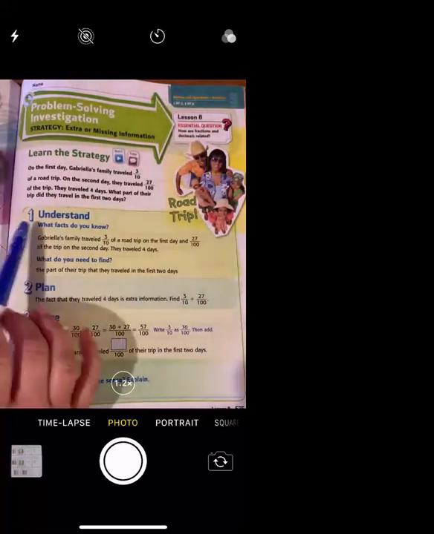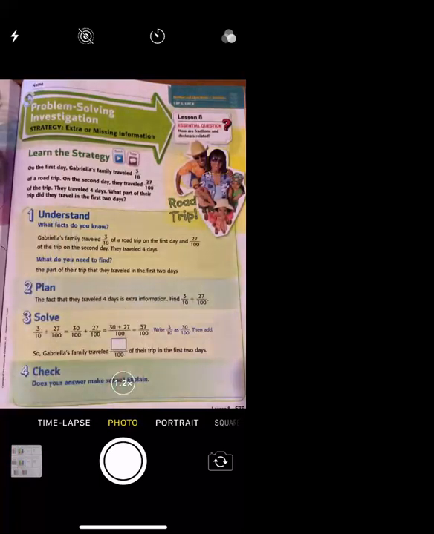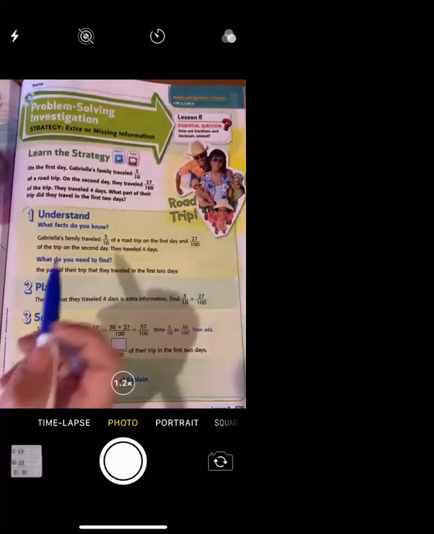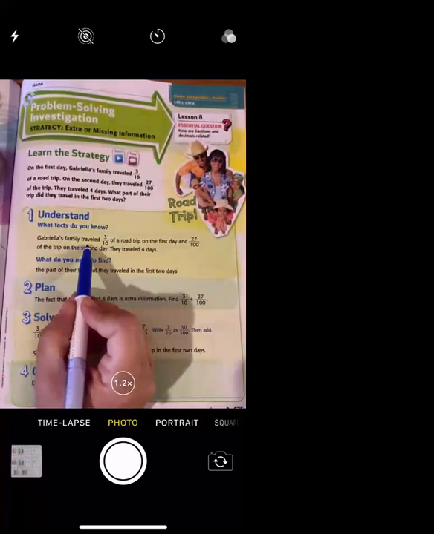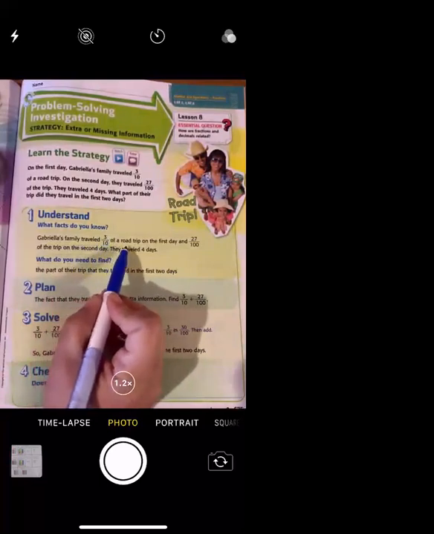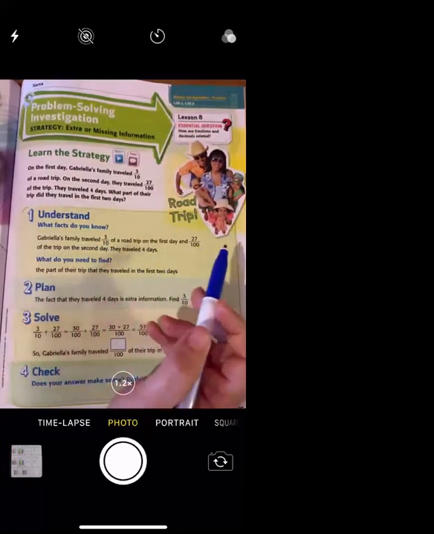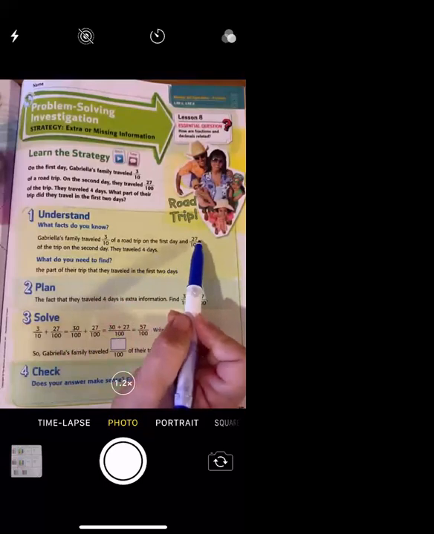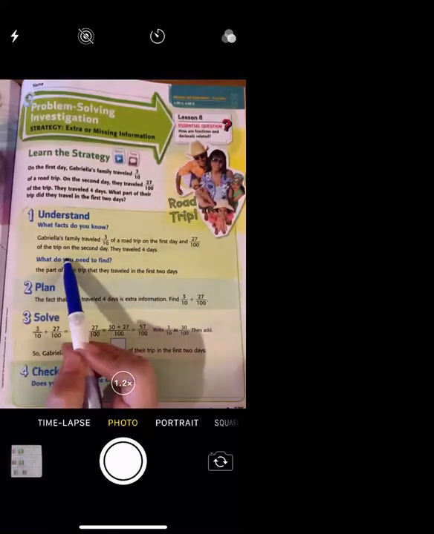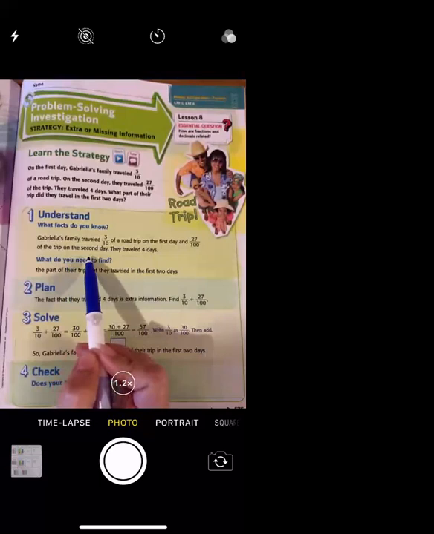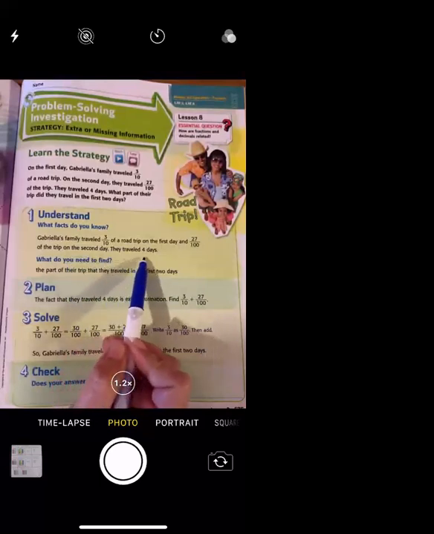So step one, we understand. We pay attention to the facts that we know. So one of the facts that we know is that Gabriella's family traveled 3/10 of a road trip on the first day. We know that they traveled 27/100 of the trip on the second day, and that they traveled a total of 4 days.